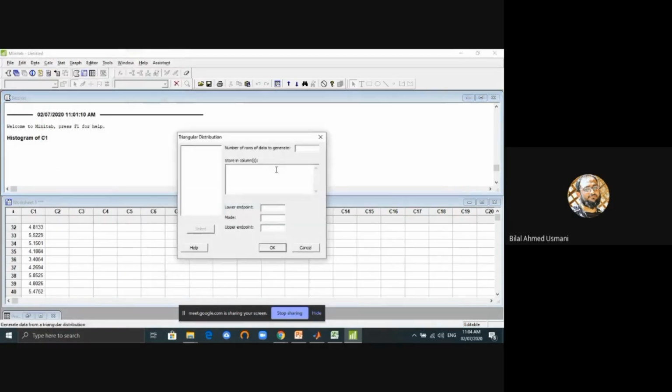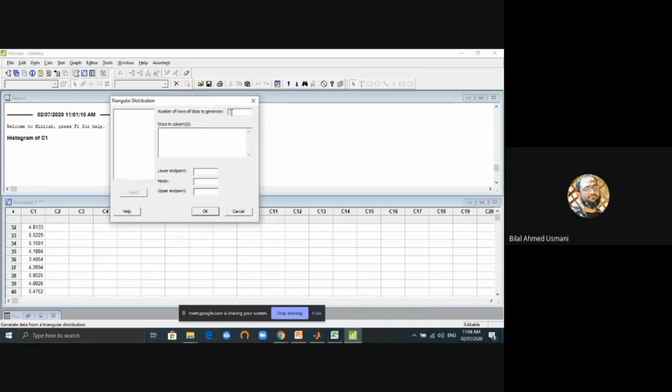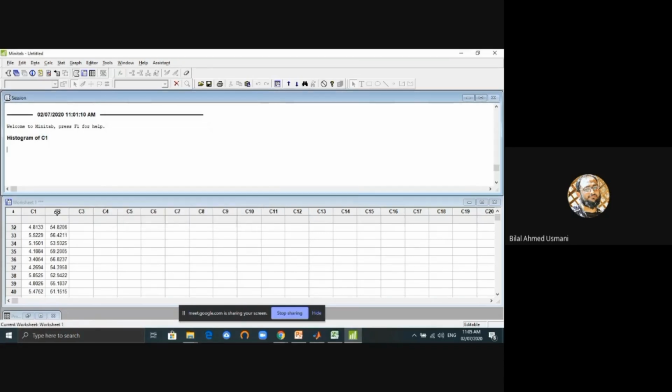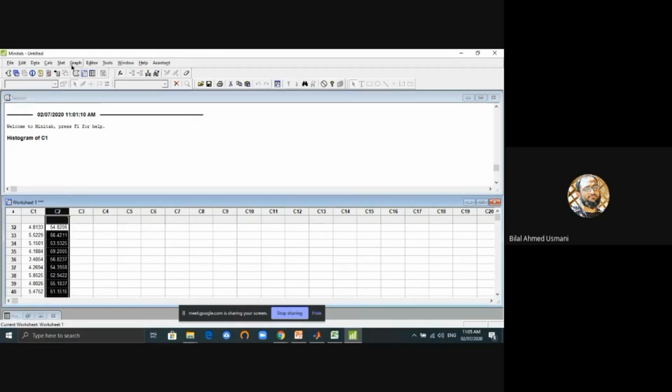So for a triangular distribution, number of data points to generate, say 100. What is the lower end point? It is 50, if you remember. What is the mode? It is 58. What is the upper end point? It is 60. Store in columns, okay, store in C2. So we have values from a triangular distribution.